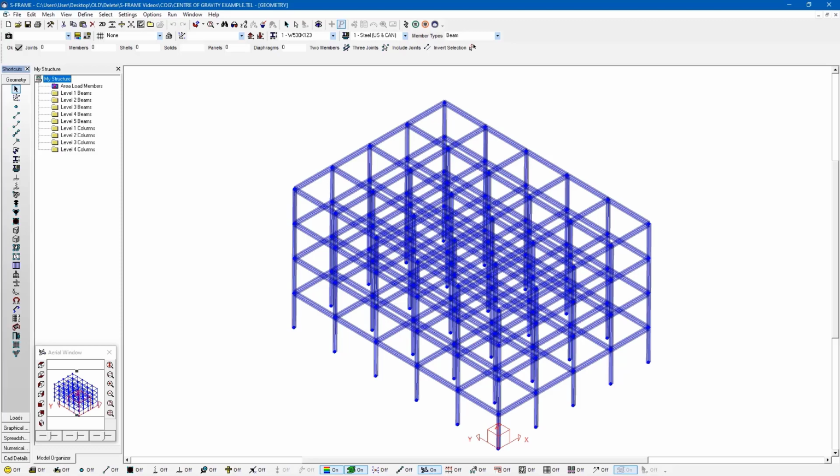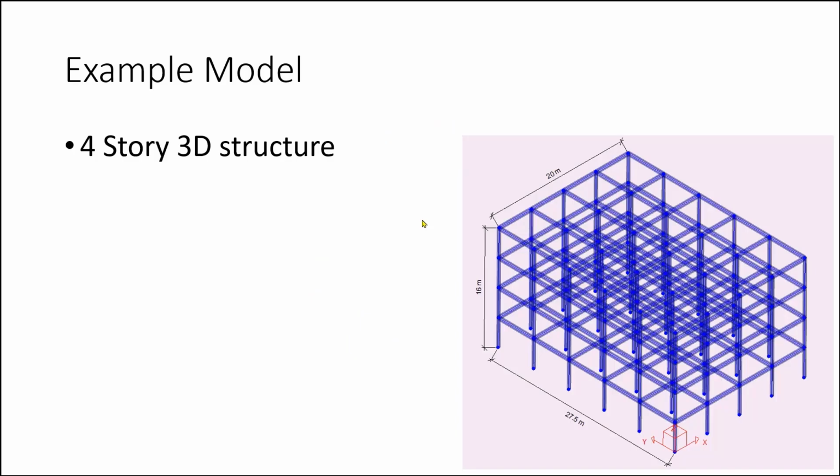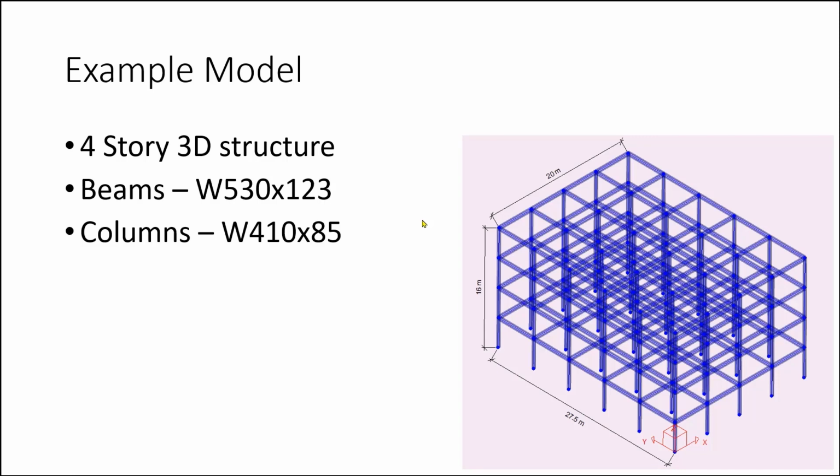The example model that I'm going to be using is a four-story structure. It's made of steel, so we have different sections for the beams. We have a W530 by 123 section for the beams, and for the columns, we have a W410 by 85 section. And you can get an idea for the dimensions. It's 20 meters wide, 27.5 meters long, and 16 meters high. And the self-weight of this structure is 1,644 kilonewtons.